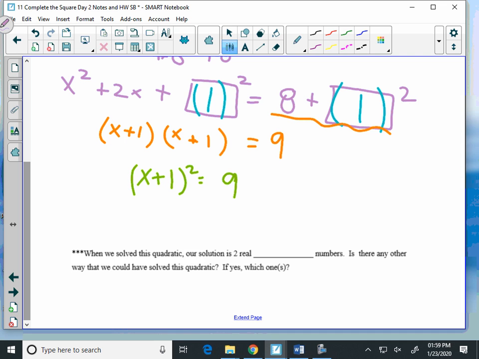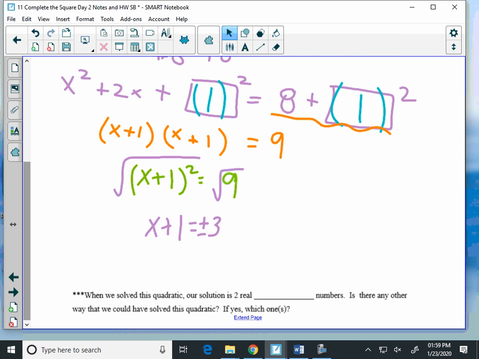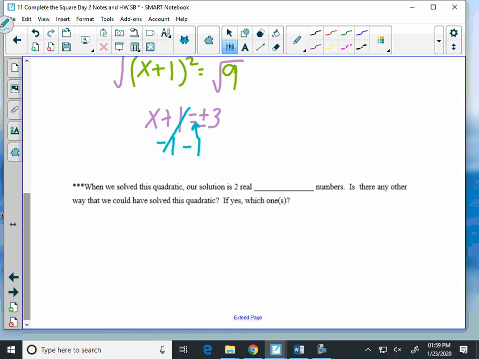We need to get rid of that square. What do we need to do to get rid of that square? Square root. So we're left with x plus 1 equals, what's the square root of 9? 3. We took the square root, so what do we need in front? To get x by itself, what do we need to do with that 1? That 1 goes in front of the plus or minus sign. So we get x is equal to negative 1 plus or minus 3.